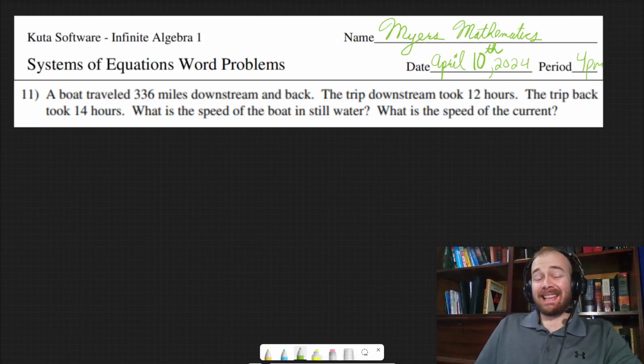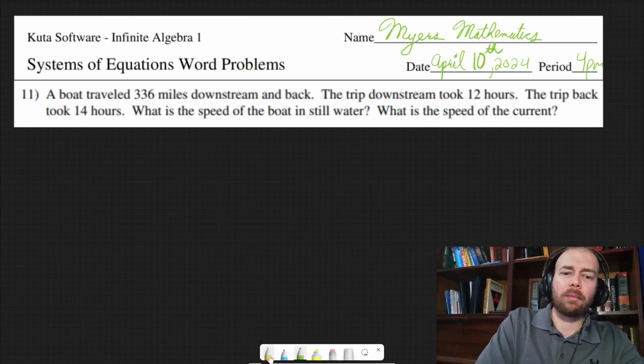This is the last question in this particular worksheet, Systems of Equations Word Problems, that we're going to do. It's number 11. Kind of a weird number to end on, but it is what it is. Let's just jump into this. A boat is traveling 336 miles downstream and back.